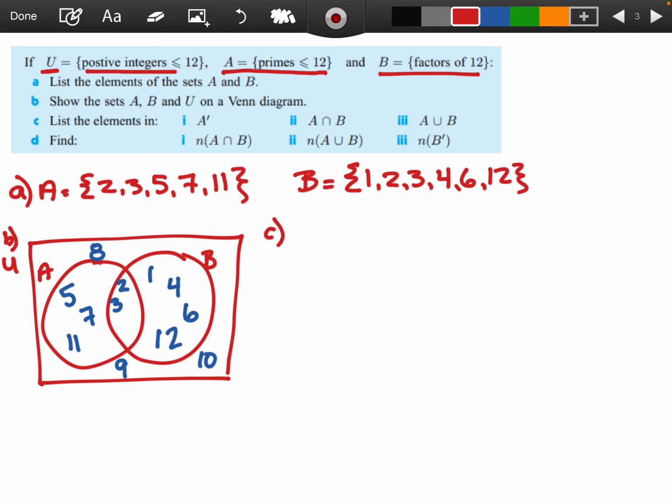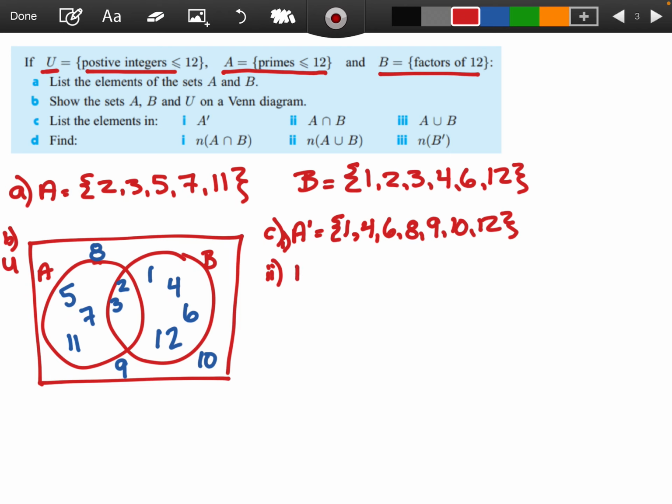Then we can move on to part C. For part C, we're asked to list the elements in A prime. A prime, if you'll recall, is the complement of A, so it's everything in the universal set that is not in A. Doing this numerically, 1 is not in A, 2, 3, 4 is not in A, 5, 6, 7, 8, 9, 10, 12. Those are all not in set A.